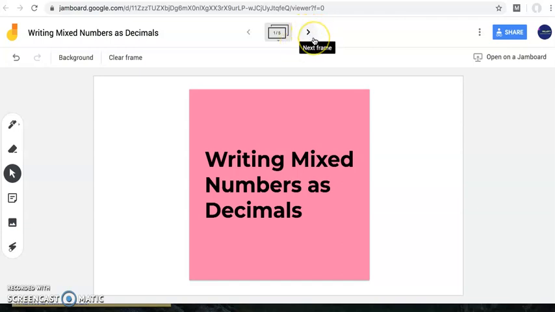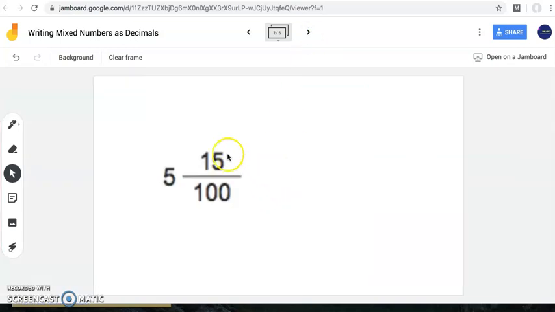Hello, today we're going to learn about writing mixed numbers as decimals. Now notice here we have the mixed number 5 and 15/100. Now this part here, if we just separate it to 15/100, you guys have all been learning how to write 15/100 as a decimal. And you should be able to write 15/100, hearing hundredths, knowing you're going to have two digits to the right of my decimal point.